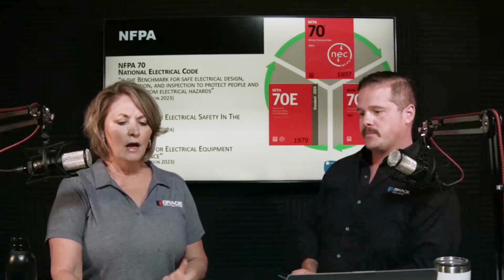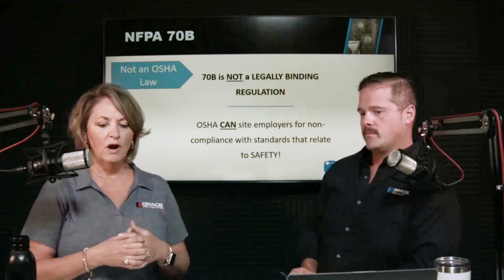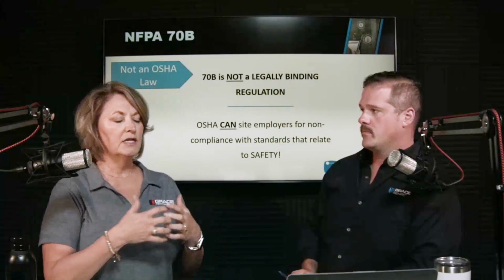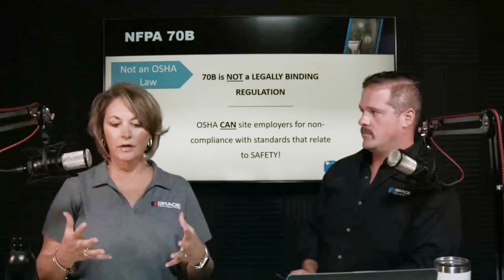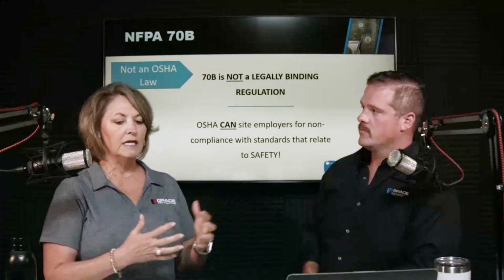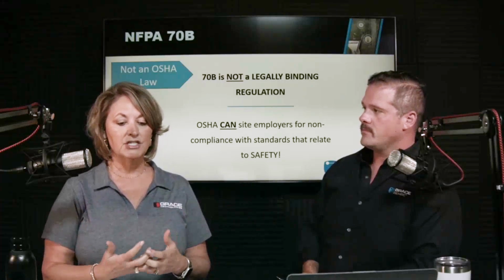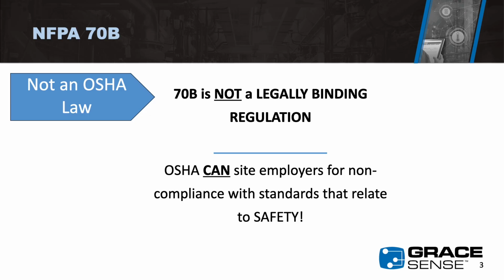It sure is. But one of the things that I really want to drive home is that OSHA has not adopted 70B into law, right? 70B, as well as 70E, is not a legally binding regulation. OSHA, however, can cite under its own regulations, but also other standards for which there is an industry consensus of safety standards. So in other words, they can cite employers for non-compliance to standards that relate to safety in and around this consensus standard.